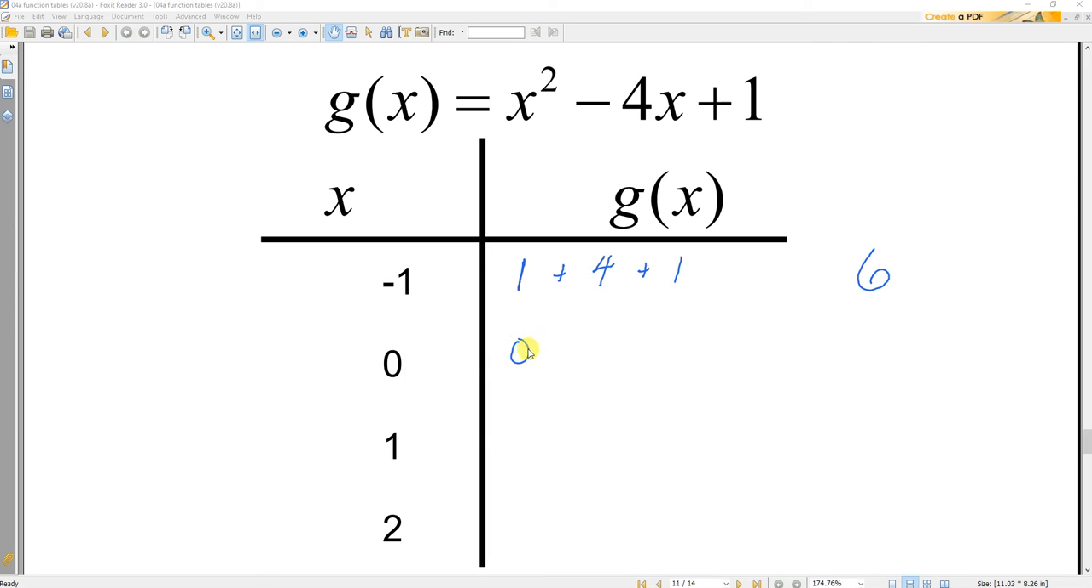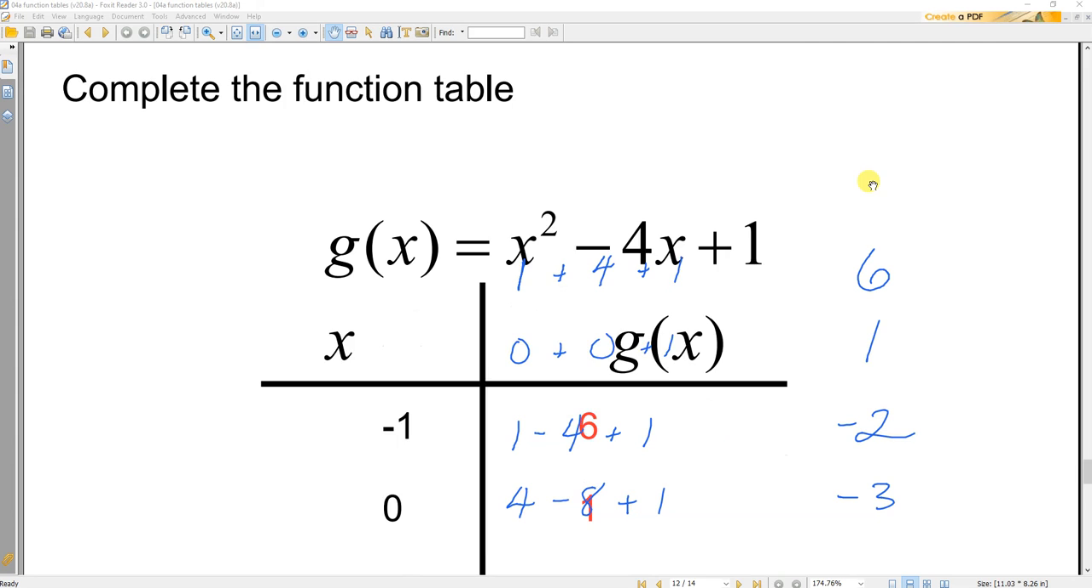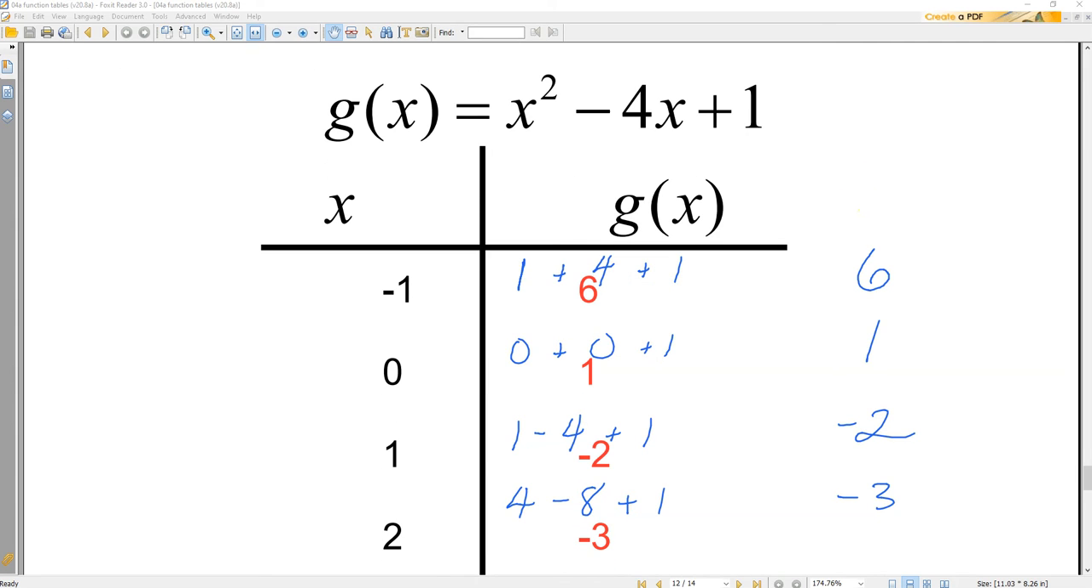0 squared is 0. 0 times negative 4 is 0. Plus 1 is 1. So 6 and 1. 1 squared is 1. Negative 4 times 1 is negative 4. Plus that 1. Let's see, 1 plus 1 is 2. 2 minus 4 is negative 2. 2 squared is 4. 2 times negative 4 is negative 8. Plus 1. So 4 plus 1 is 5, minus 8 is negative 3. There we go. See how we did. 6, 1, negative 2, negative 3. Looking fantastic.